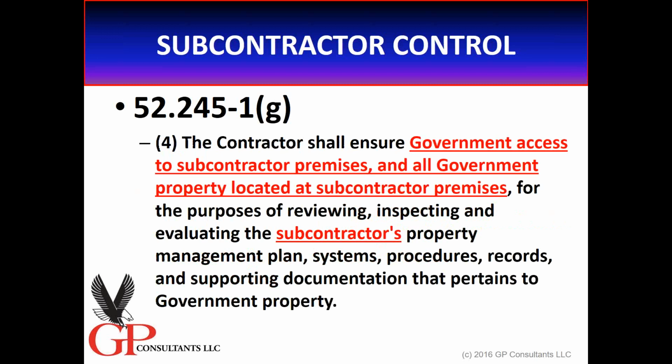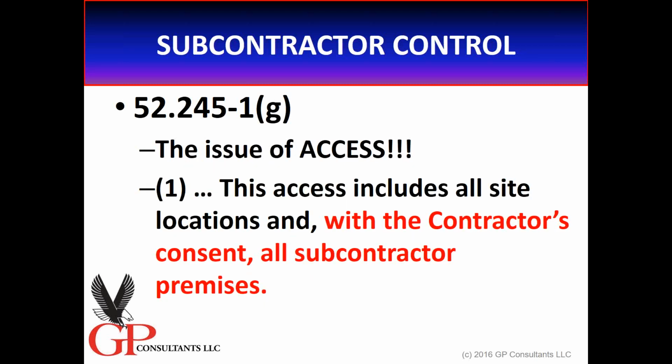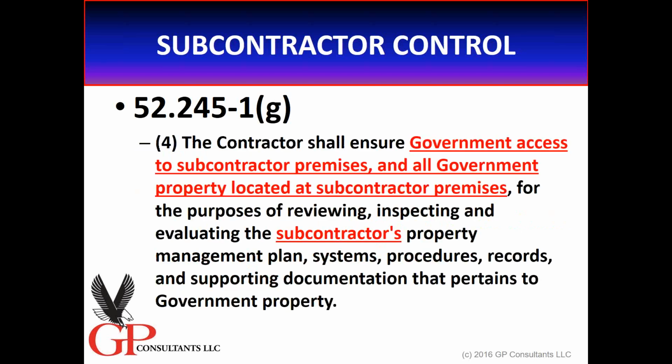Here's another requirement under paragraph G4. The one before was under G1, but then we threw in some extra stuff here, and we have a problem. Contractors shall ensure government access to subcontractor premises and all government property located there. Wait a minute. Shall assure access? We have a problem with that. With the prime's consent, you do not need to allow the government access to a subcontractor plant. Might you want to? Sure. Do you have to? By law, no.